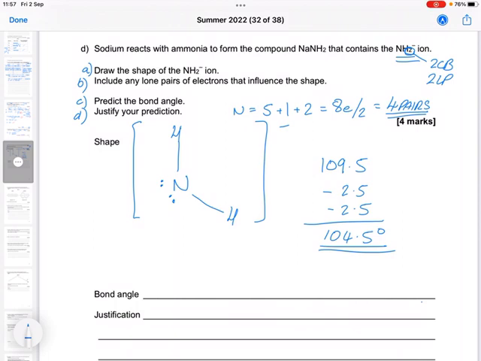And then I need to justify the prediction. So the bond angle is 104.5. The justification is that pairs of electrons repel around the central atom as far as possible.